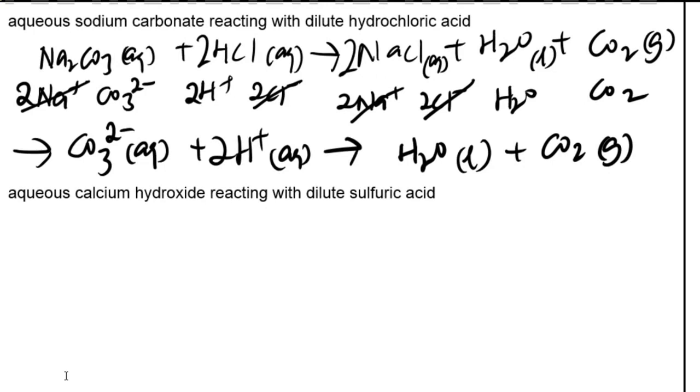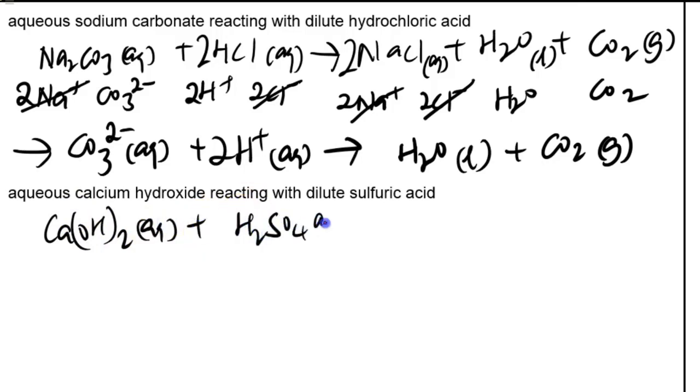Aqueous calcium hydroxide with dilute sulfuric acid. So we have Ca(OH)2 aqueous with H2SO4 aqueous. This is an acid hydroxide reaction, an acid alkali reaction. This is a soluble hydroxide, soluble in water, so this is an alkali. An acid alkali reaction gives us salt and water.